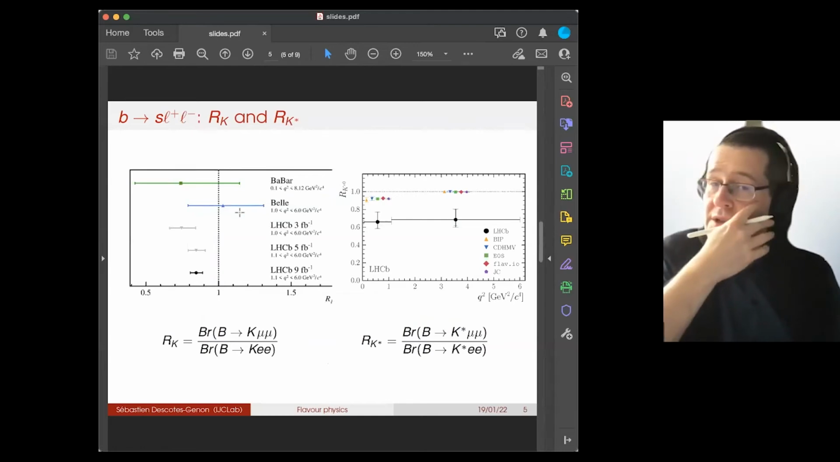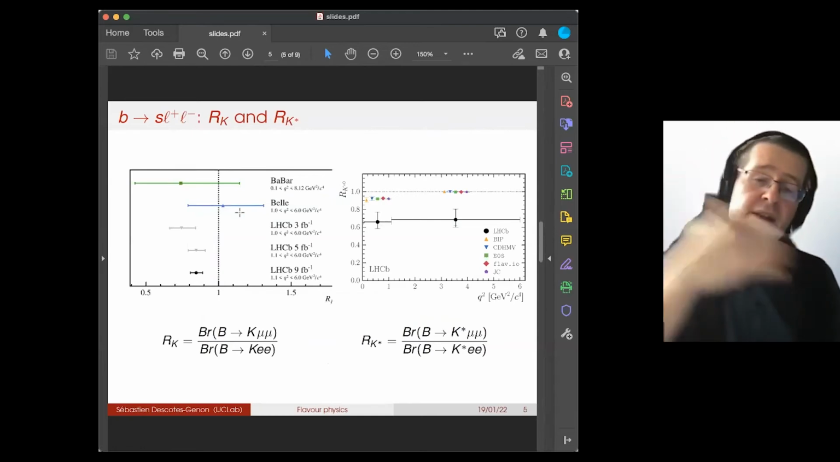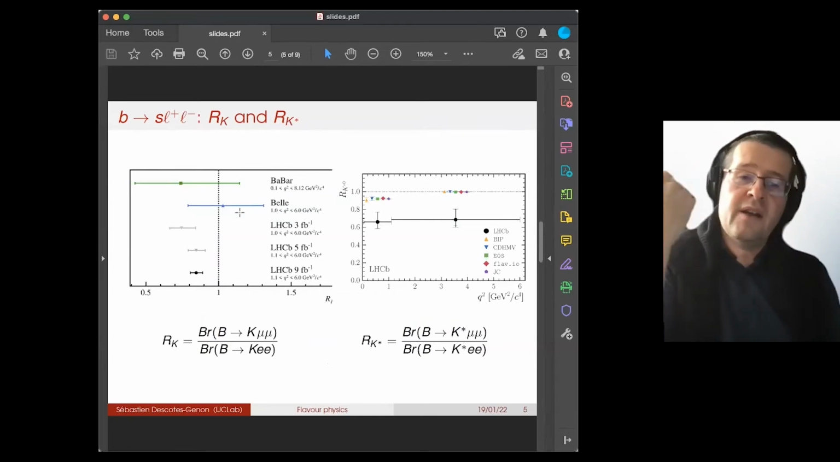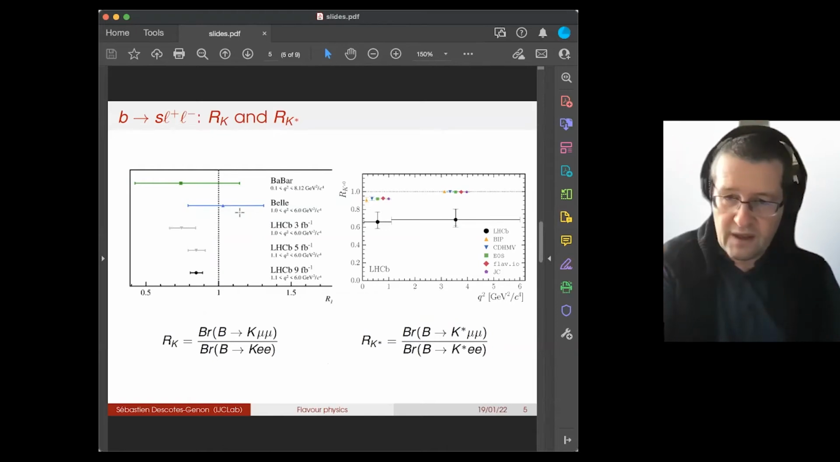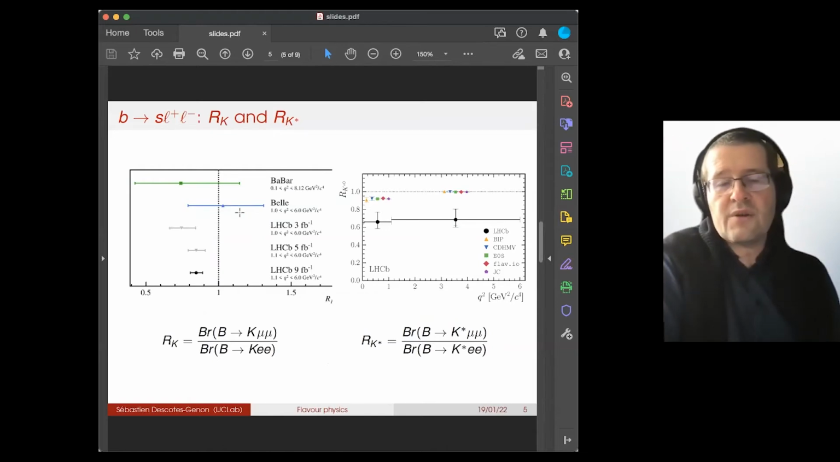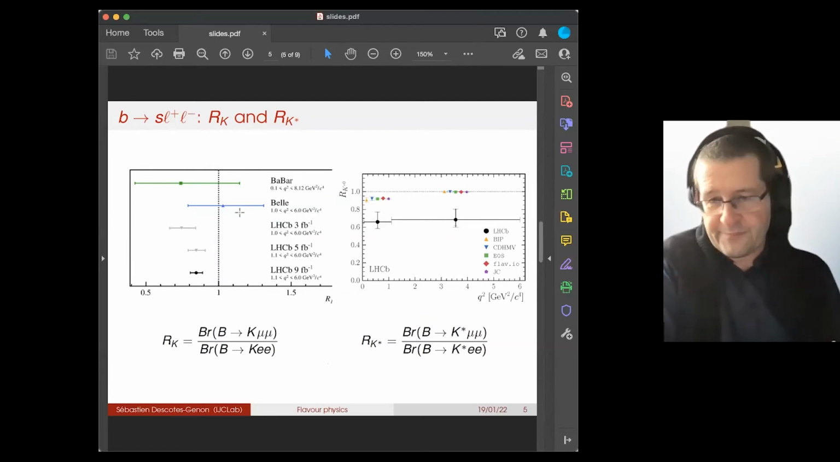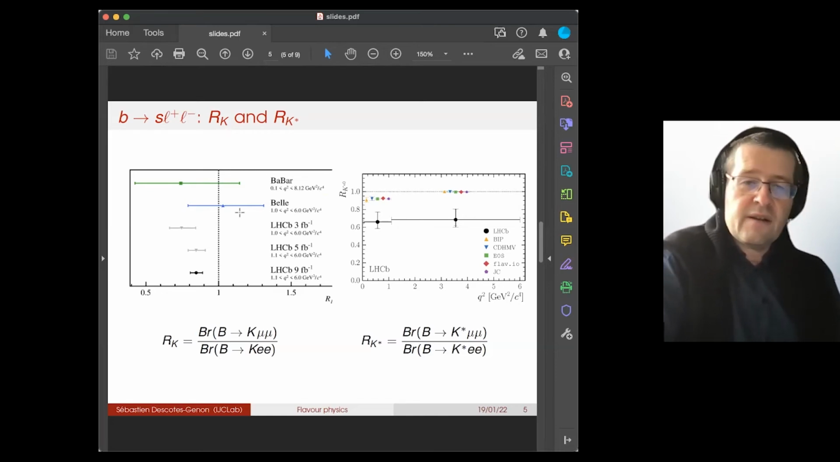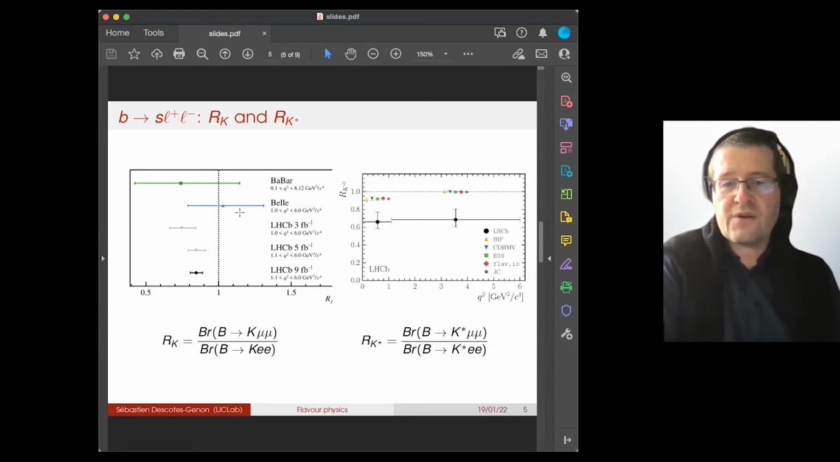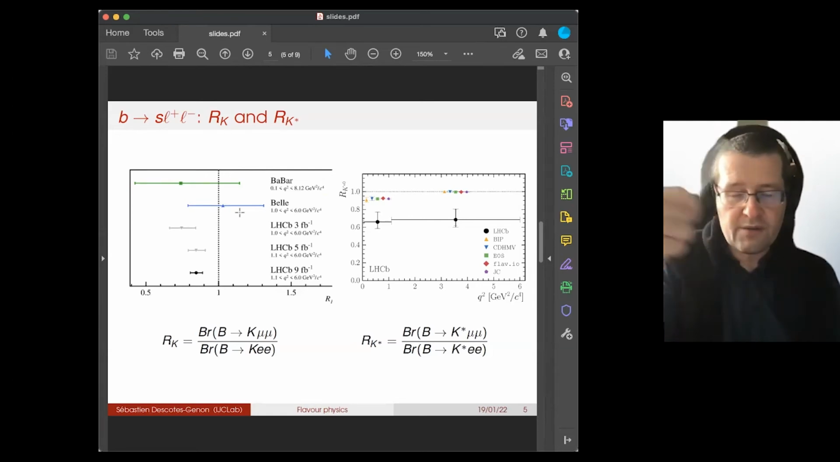When you're looking at B2SLL between electrons and muons, the fact that you've got very small masses for the electron and the muon compared to the other scales involved means that when you're measuring these ratios, you expect values that will be close to 1. For RD and RD star, you measure over the whole spectrum. For B2SLL, so for RK and RK star, you don't measure the whole spectrum. I'll come back to that later.